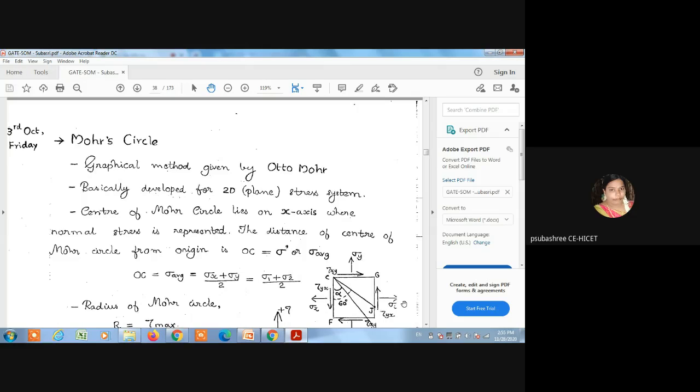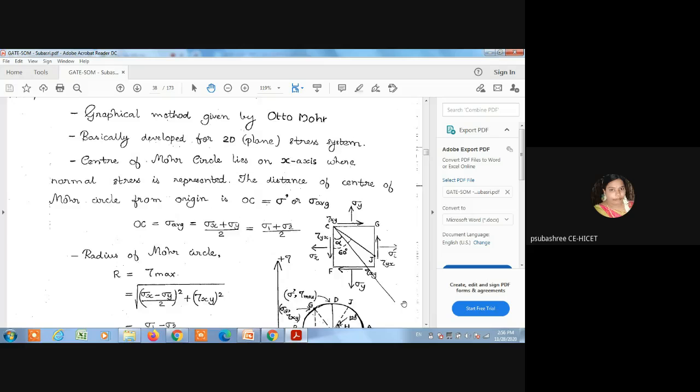That is the analytical method for calculating the principal planes. Then Mohr's circle is the graphical method given by Otto Mohr. It was basically developed for 2D stress systems. It is a graphical method.